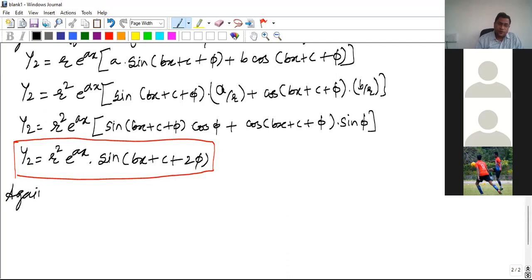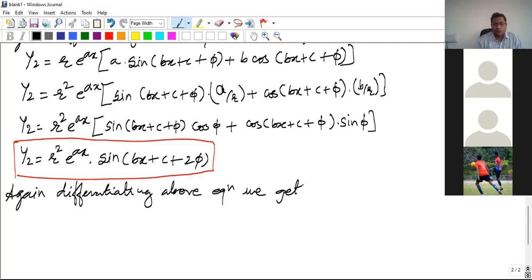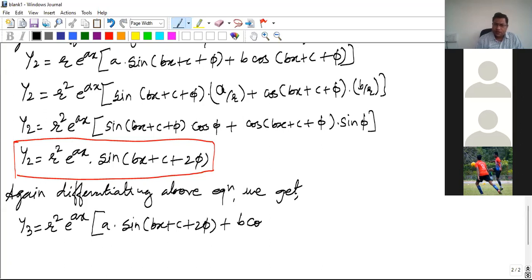So again, differentiating the equation, what we are able to get is y3 is equal to r square e raised to ax, a sine of bx plus c plus 2 phi plus b cos of bx plus c plus 2 phi. Okay.